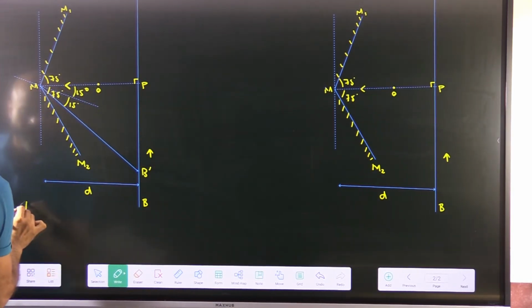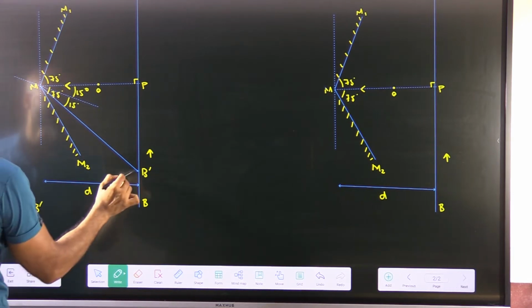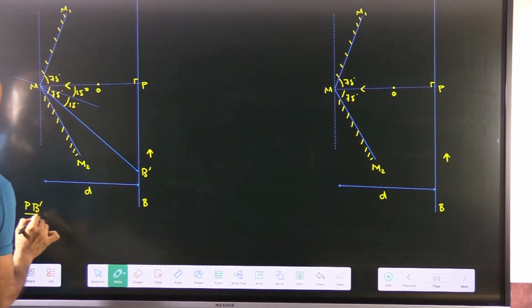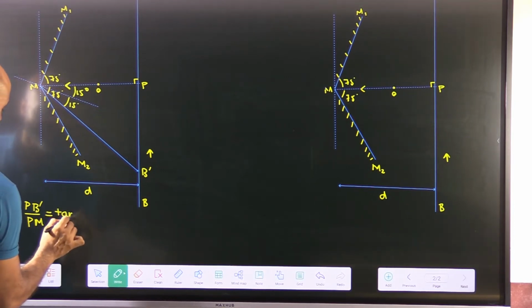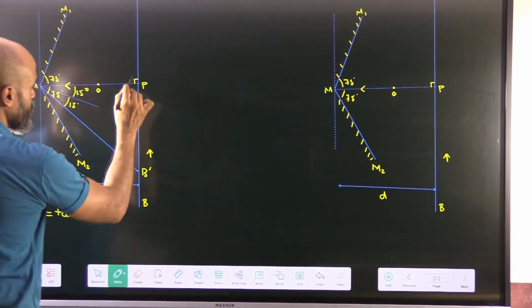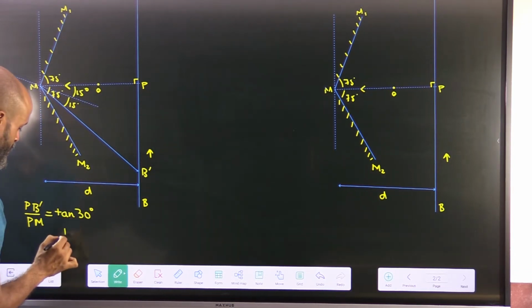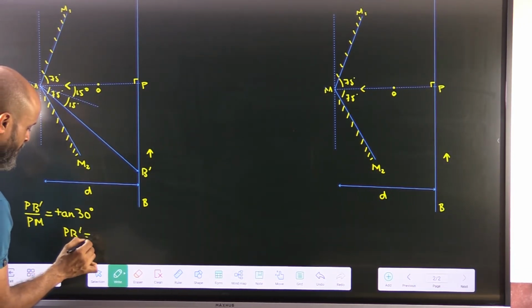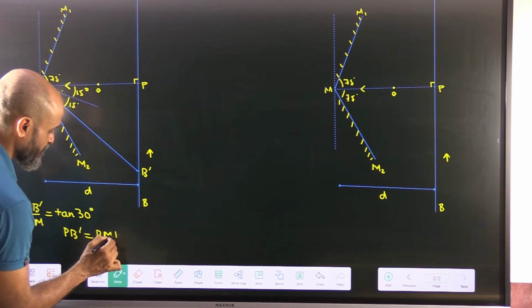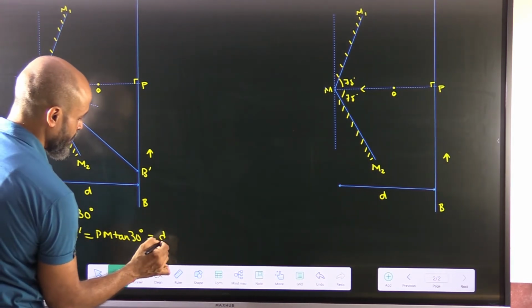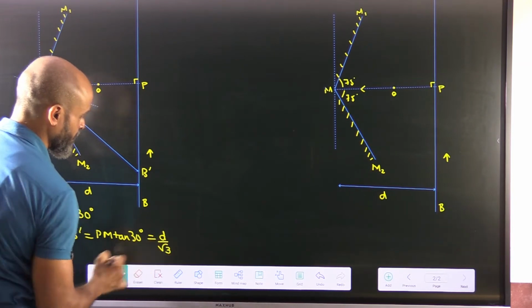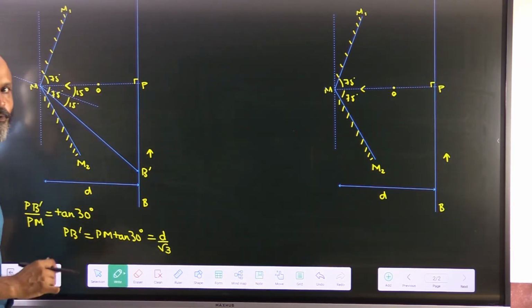So let's say P B dash upon PM is equal to tan of 30 degrees. So PB dash upon PM, so there PB dash will be equal to PM tan 30, so that will mean D upon under root 3. So this portion is D upon under root 3.